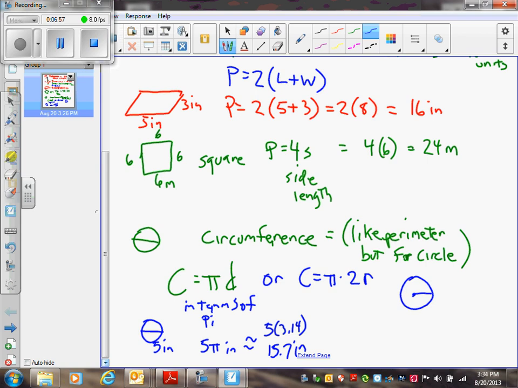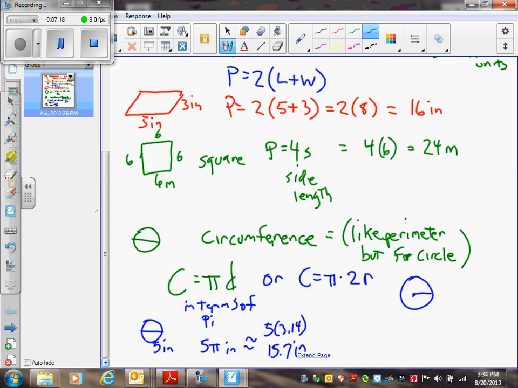18.4 to 15.7. 3.14 times 5? Yeah, 14 times 5 is... Oh, 7. You're right. Yeah, I know. I'm thinking it's three. At the end of the day, that's circumference, and that's perimeter.